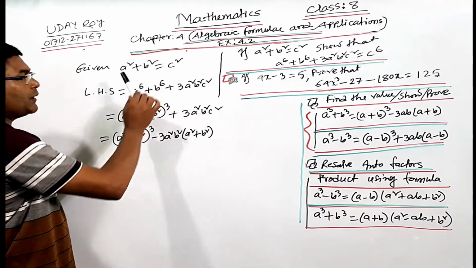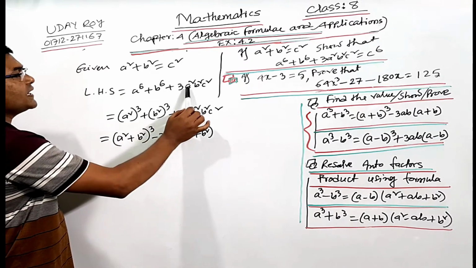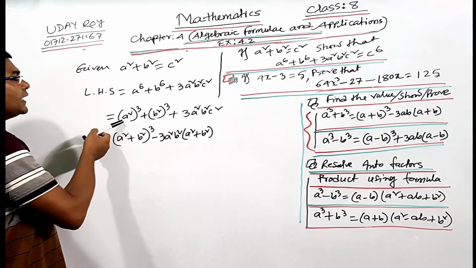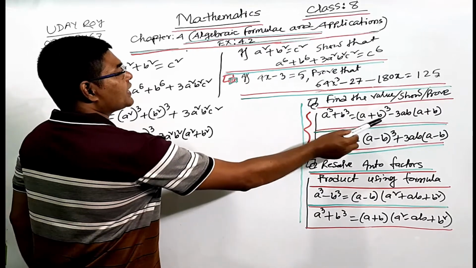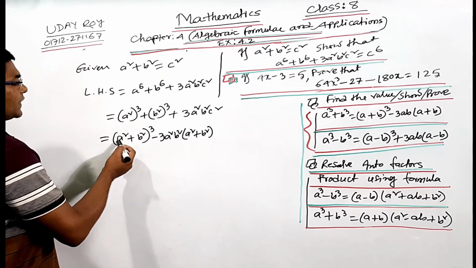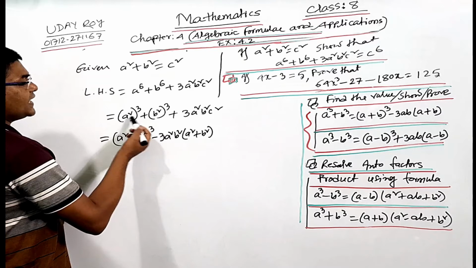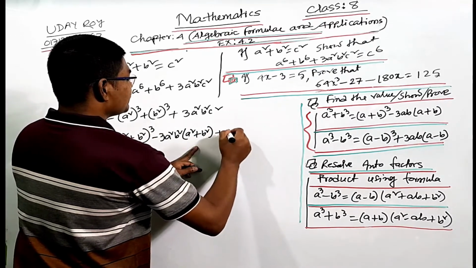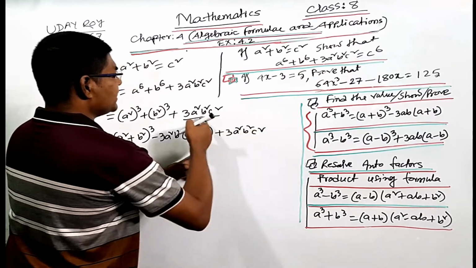You have to follow the given part. Here is a square, here is a square. So a cube, b cube. Here is 3a square b square c square, 3a square b square c square. We have got a cube plus b cube. Now follow the rules. a cube plus b cube equals a plus b whole cube minus thrice ab into a plus b. This is a, this is b, and plus this 3 a square b square c square. Be careful.